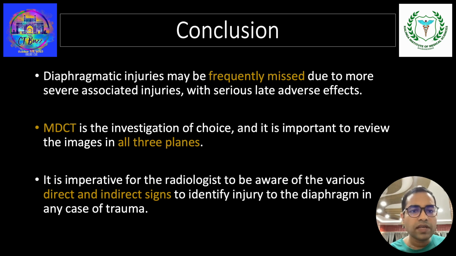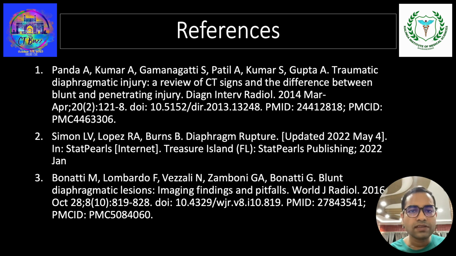Conclusion: diaphragmatic injuries may be frequently missed due to more severe associated injuries, with serious late adverse effects. Multidetector CT is the investigation of choice and it is important to review the images in all three planes. It is imperative for the radiologist to be aware of the various direct and indirect signs to identify injury to the diaphragm in any case of trauma. These are my references. Thank you.